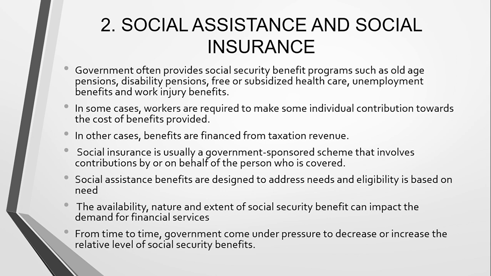Next, social insurance is usually a government sponsored scheme that involves contributions by or on behalf of the person who is covered. Social assistance benefits are designed to address needs, and eligibility is based on need. The availability, nature, and extent of social security benefits can impact the demand for financial services. And lastly, from time to time, government comes under pressure to decrease or increase the relative level of social security benefits.